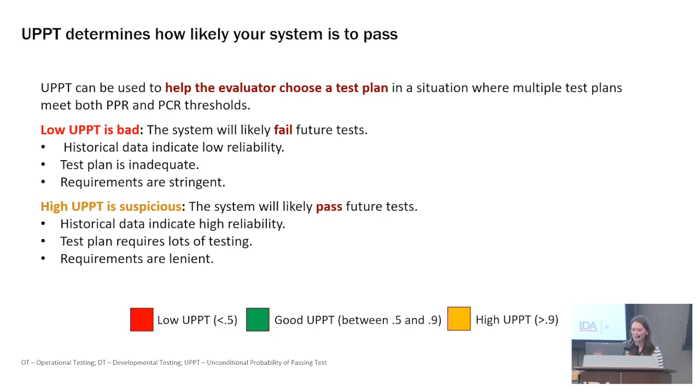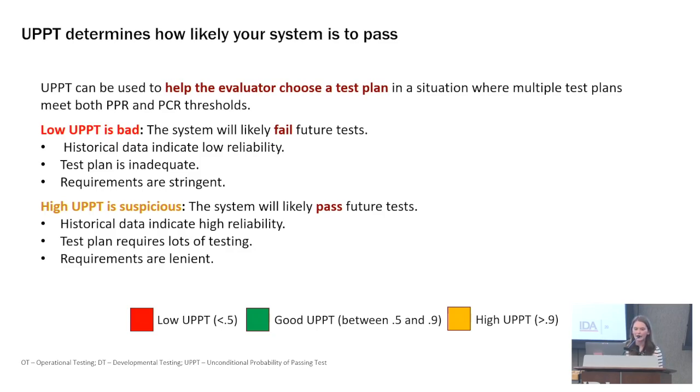Then we have this category, which is a good probability of passing, which is anything between 50 and 90%, and those are the ones we recommend picking from. Additionally, we have marked in yellow anything that's above 90% as a high probability of passing. Like I said, we categorize these into these 3 different groups and recommend picking the ones in green.